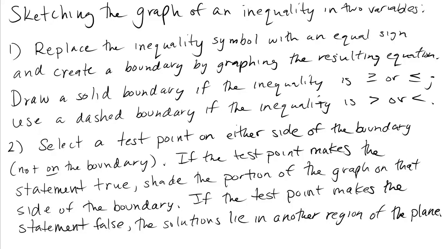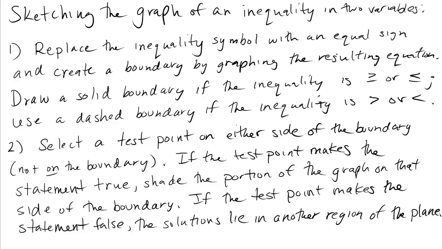Here's the process. If you want to sketch the graph of an inequality in two variables, the first thing you do is you replace the inequality symbol with an equal sign and create a boundary by graphing the resulting equation. When you change the inequality to an equal sign, you've now got an equation that you can graph. We know how to graph lots of different equations in two variables.